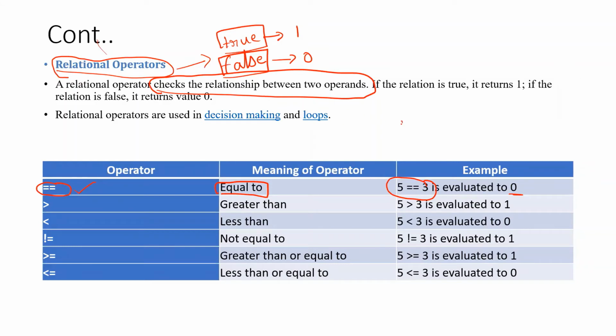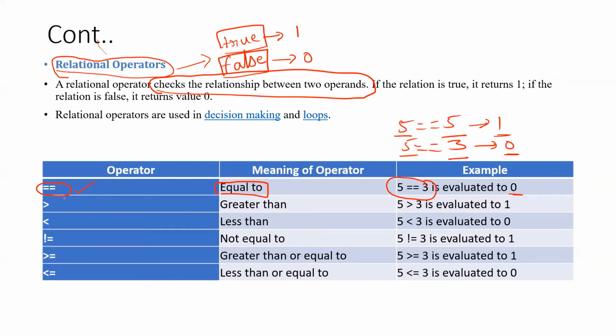If I mention like this, 5 double equal to 5, then it returns 1. Here I mentioned 5 double equal to 3, so it is 0. Both are not equal. That's why it is returning 0. In the above expression, both are equal. That's why it is returning 1.